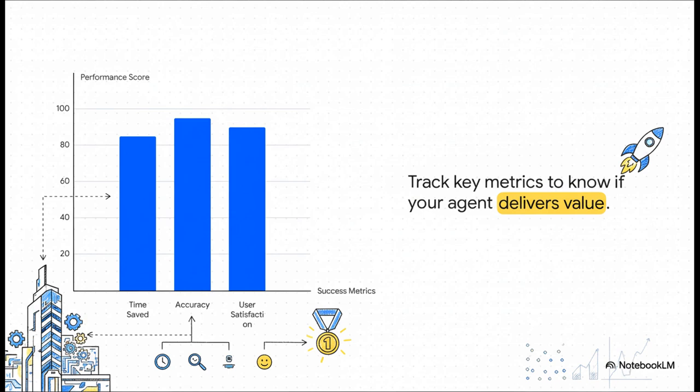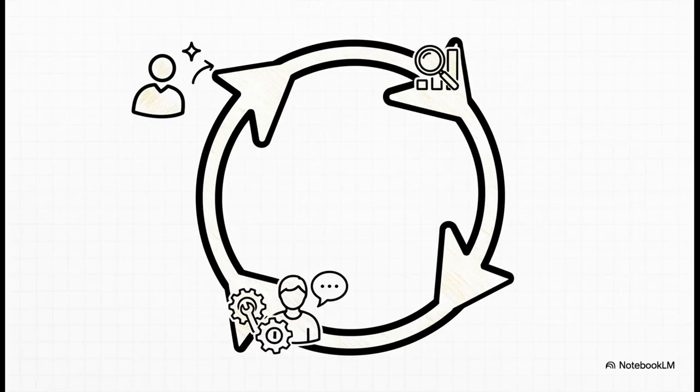Look at these big ones here. How much time are you saving people? That's huge. Are you cutting down on errors? That's a massive win. And maybe most importantly, are the people using it actually happy with it? You don't have to track everything. Just pick the 1 or 2 metrics that really define value for your project and then track them like a hawk. And please remember this.